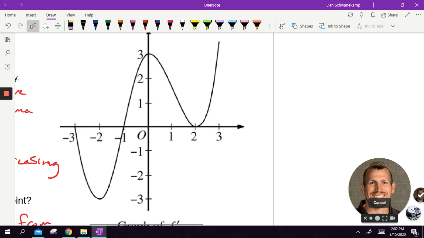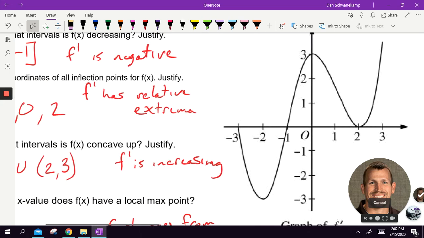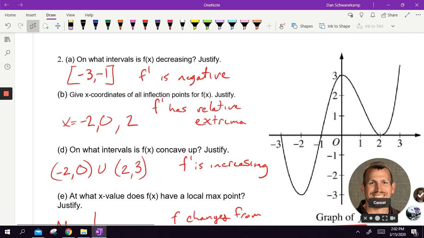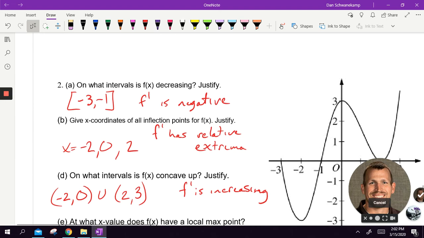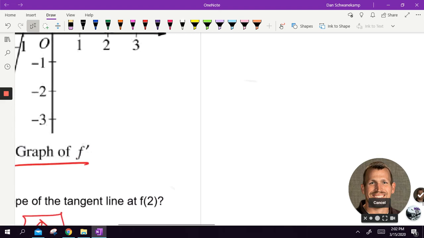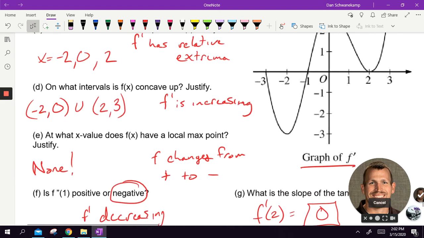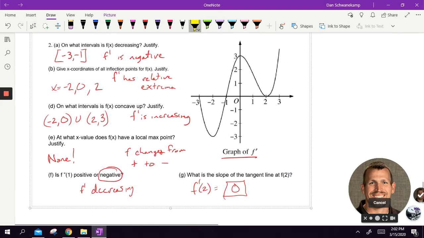We're looking at this graph. Again, the key is justifications. Make sure we do justifications before you do anything else. It is an F prime graph. So if it is an F prime graph, every justification needs to be in terms of F prime. F is decreasing, F prime is negative. Point of inflection, F prime has relative extrema. F is concave up, means F prime is increasing.